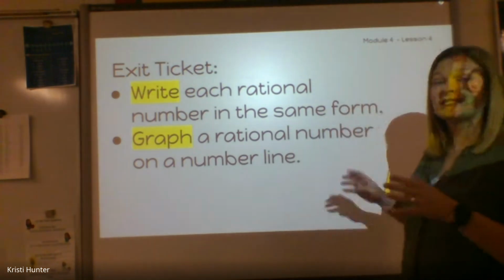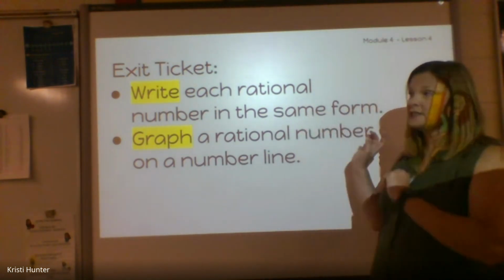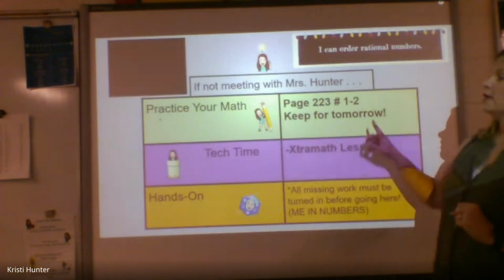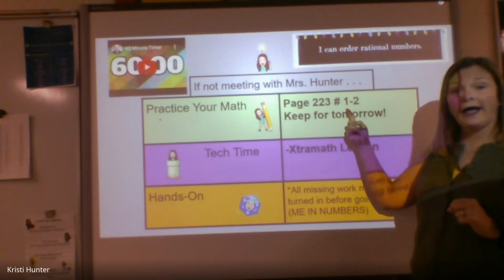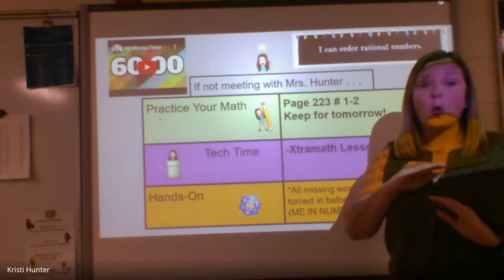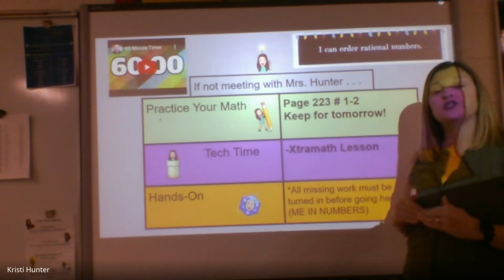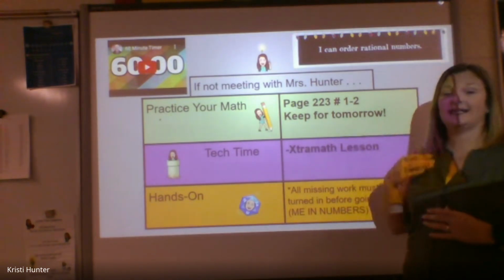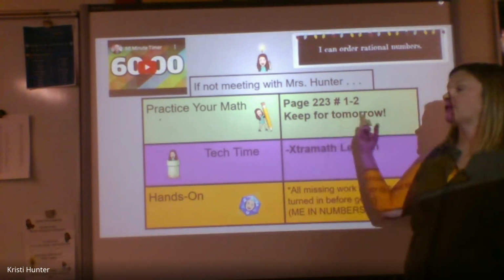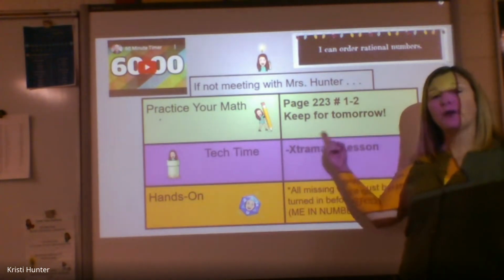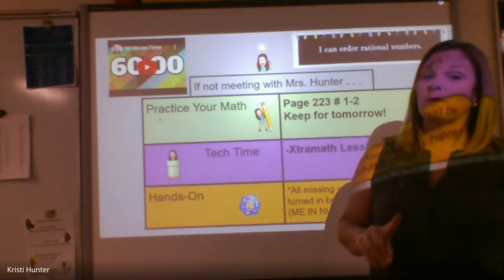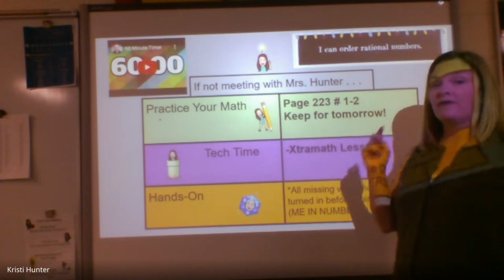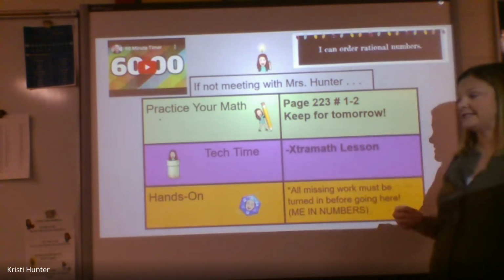So today on your assignment, exit tickets first. You are going to work on numbers 1 and 2 only. You can only do 1 and 2 because we've only done example 1. And remember, this says keep for tomorrow because you are supposed to keep this page until we're ready to turn it in. And we've only done a little part of this lesson.